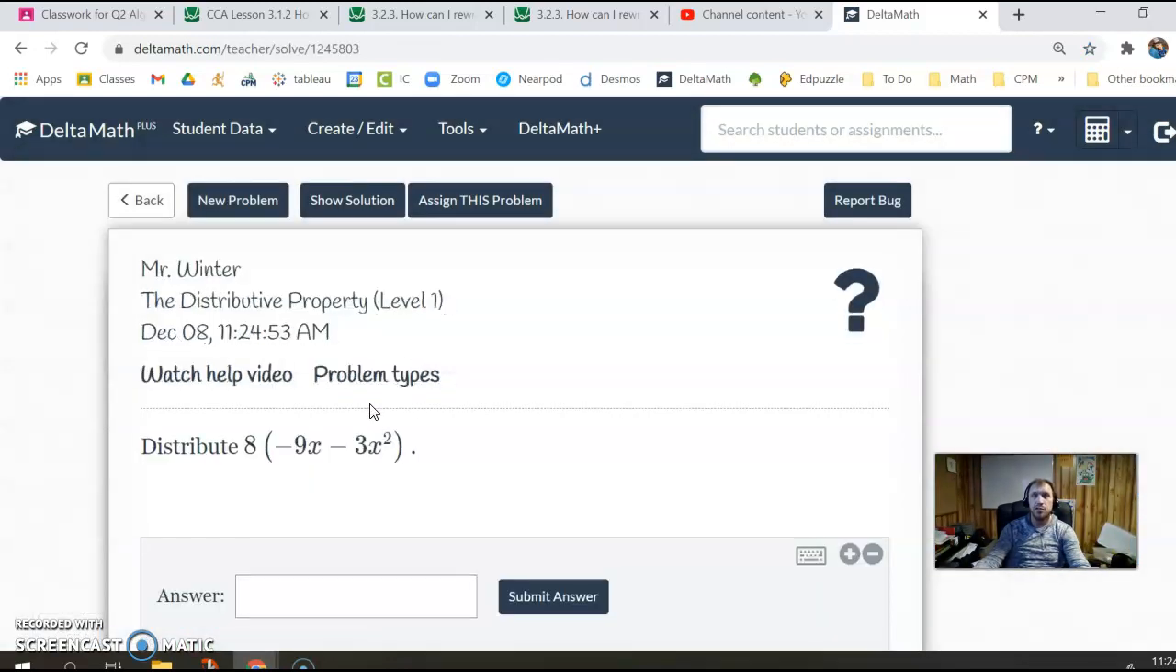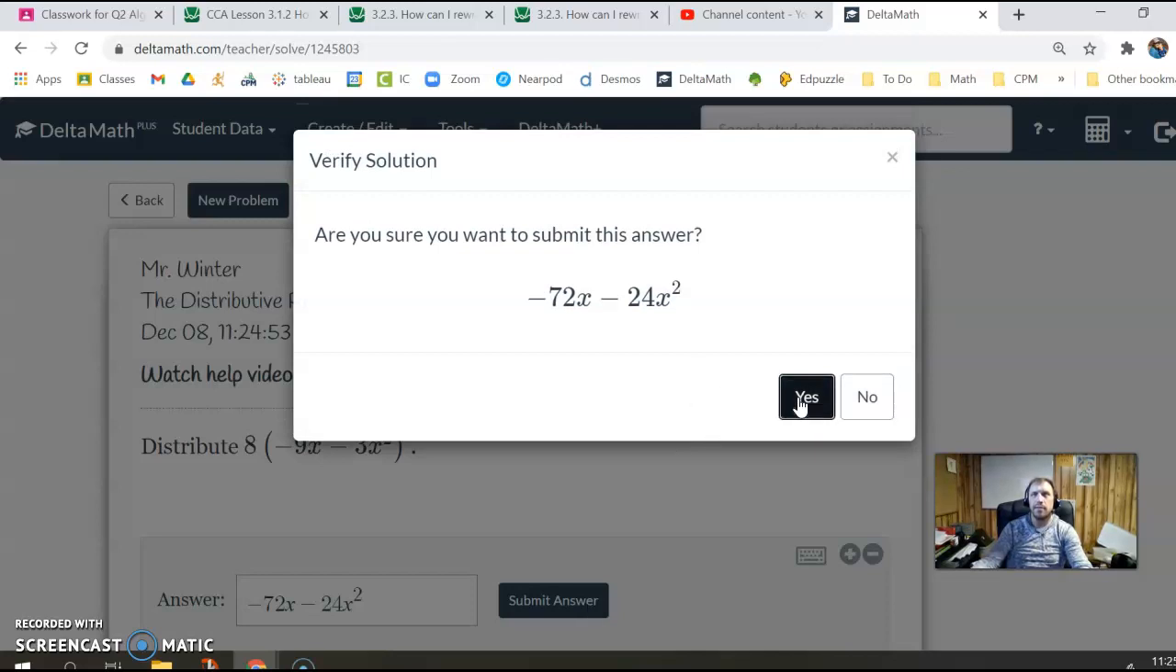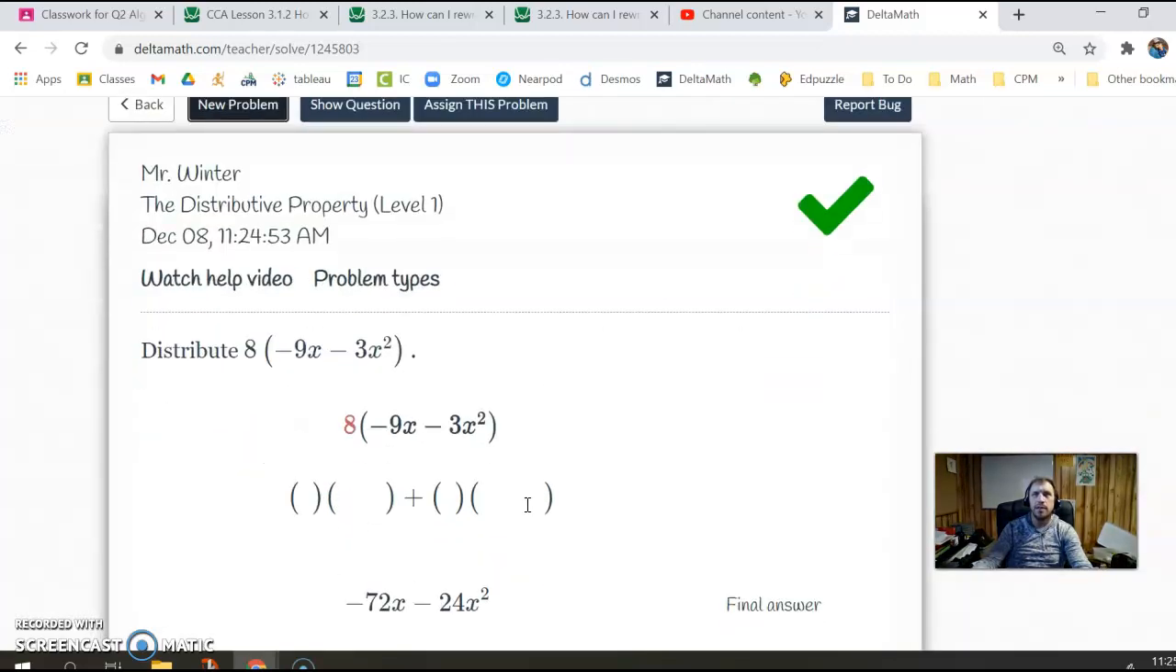The first skill is going to be how do you distribute a constant into two binomials. Okay, so do this on your own paper and then type it in here. So 8 times -9 is negative 72x minus 8 times 3x squared is 24x squared. Remember, use that Shift 6 to use the caret to get up and do that. I'm going to submit that answer. Oh, looks like I did it correctly.